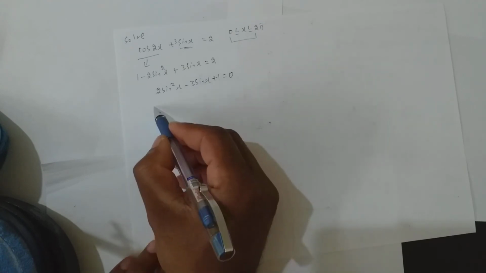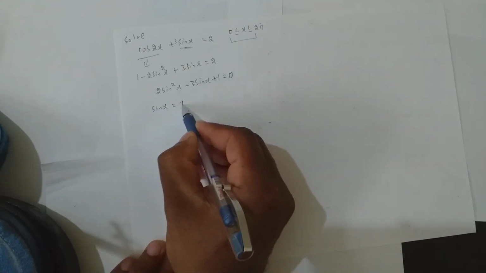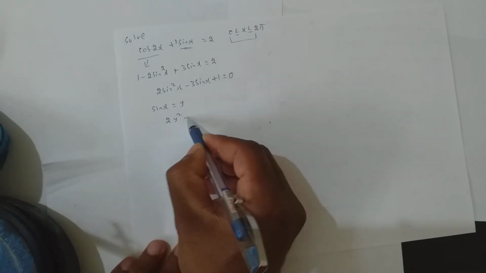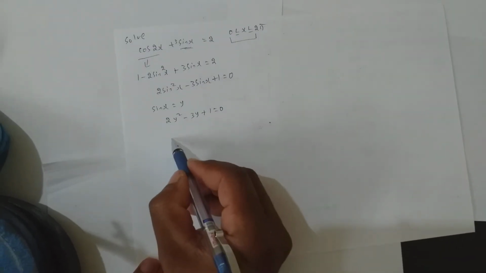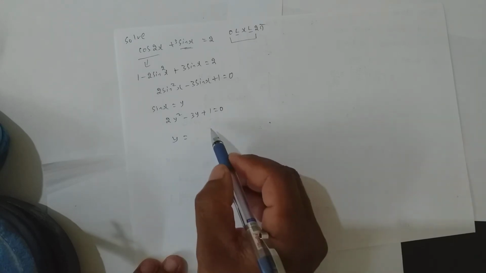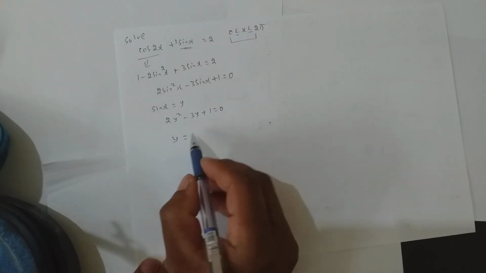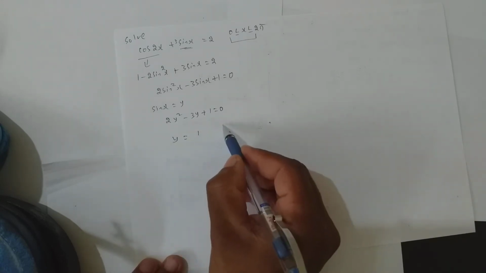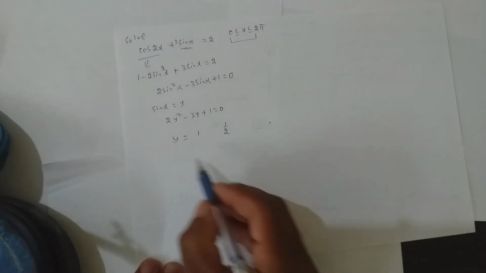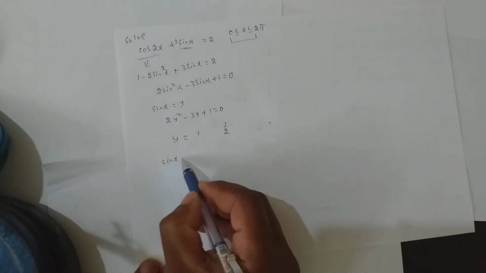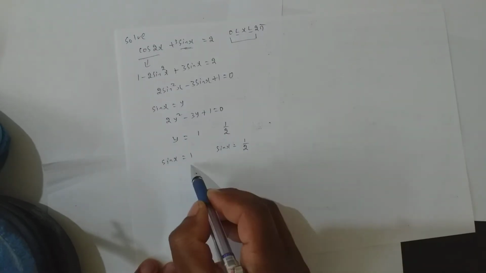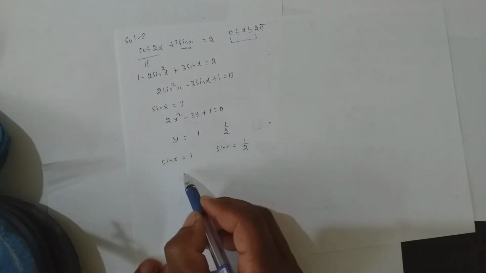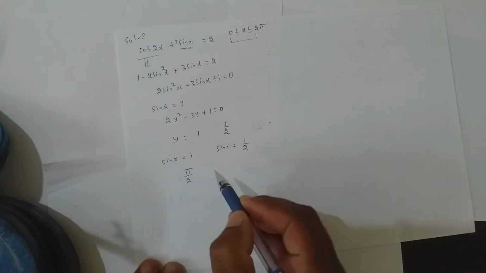So now it's easy. Sin x equal to y if I consider. So what do I get? 2y square minus 3y plus 1 equal to 0. So if I factorize, the values of y that I get are 1 and 1 by 2. So y is nothing but sin x. Sin x equal to 1 or sin x equal to half. So sin x equal to 1 means only at pi by 2 it is 1.